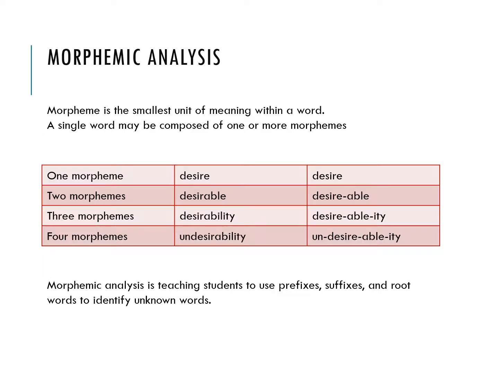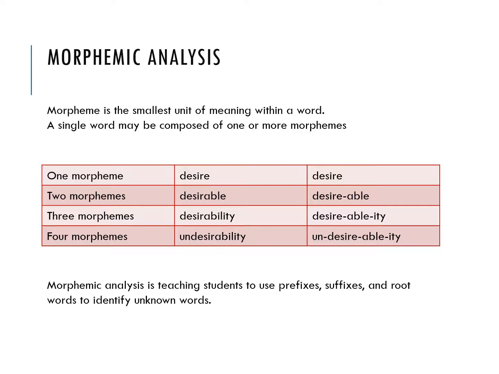The next strategy for word identification is morphemic analysis, and morphology is extremely important in the literacy world. A morpheme is the smallest unit of meaning within a word, and a word may have several morphemes. As you can see on the slide, the word desire is a morpheme, and desire means to want or need or to long for. When you add to the word, you're adding additional morphemes, and that changes the meaning of the word. These additional morphemes are typically prefixes, suffixes, and root words.